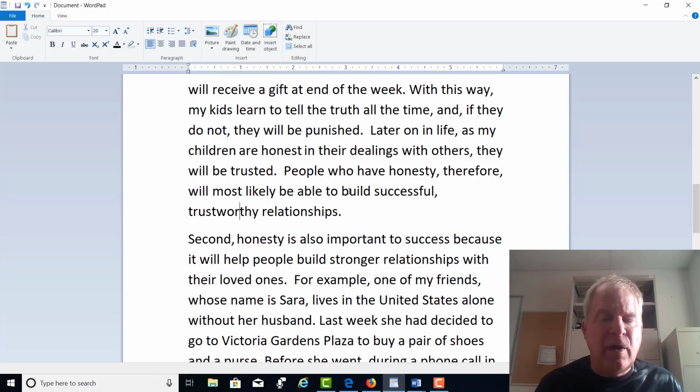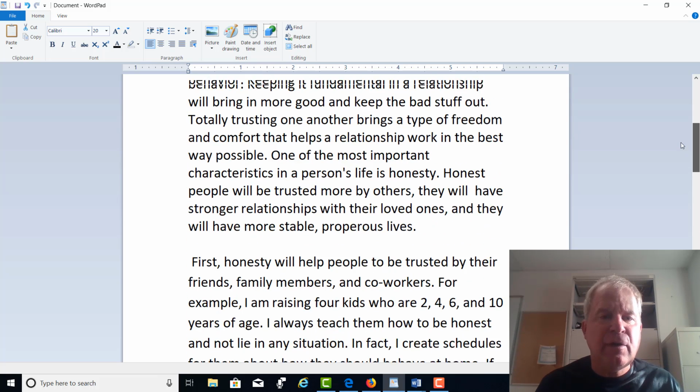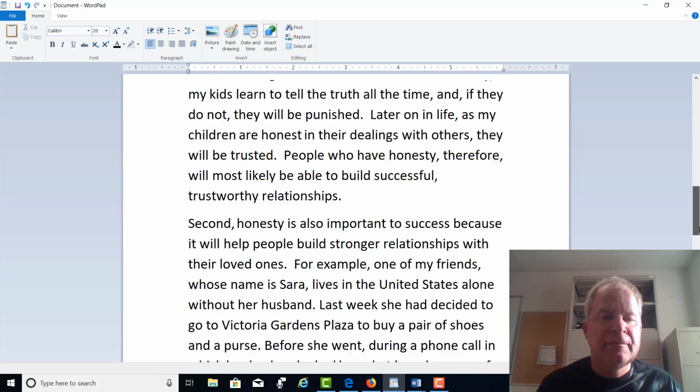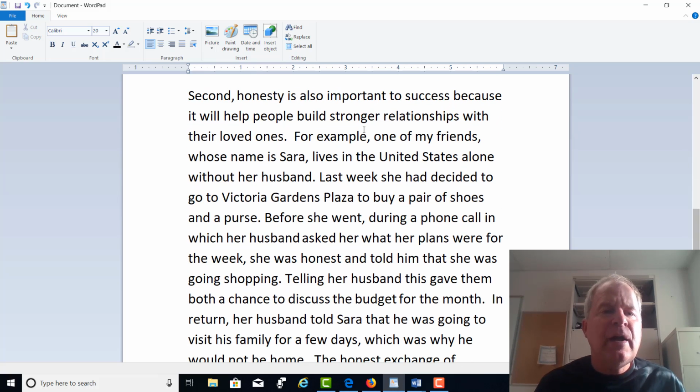So people who have honesty, therefore, will be able to build successful, trustworthy relationships. I use the word trustworthy because it goes back to this key point in the topic sentence. Okay, second, honesty is also important to success because it will help people build stronger relationships with their loved ones.